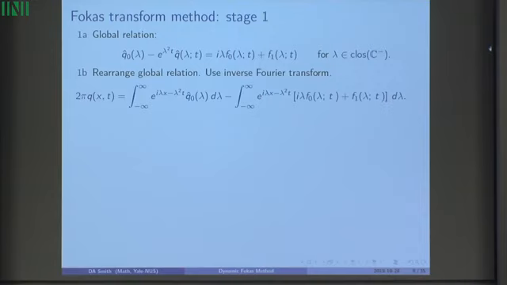This global relation relates the initial datum to the Fourier transform of the solution, that's the thing we want, and these boundary values. So let's make this the subject of the formula, and then apply the inverse Fourier transform, and there we go. There's a representation of the solution.